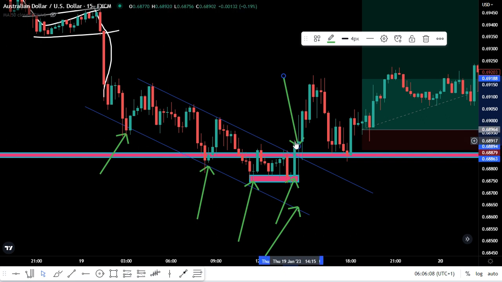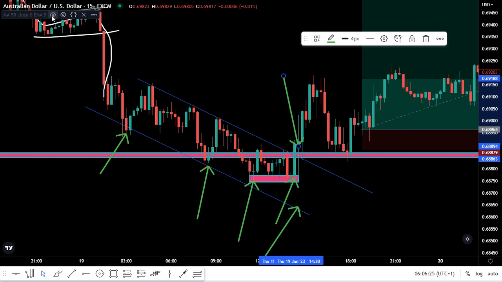Now this is the point. So this is the most sweet part of this setup, having two confluences, two reversal signals, and you enter at the same point or at the same level.